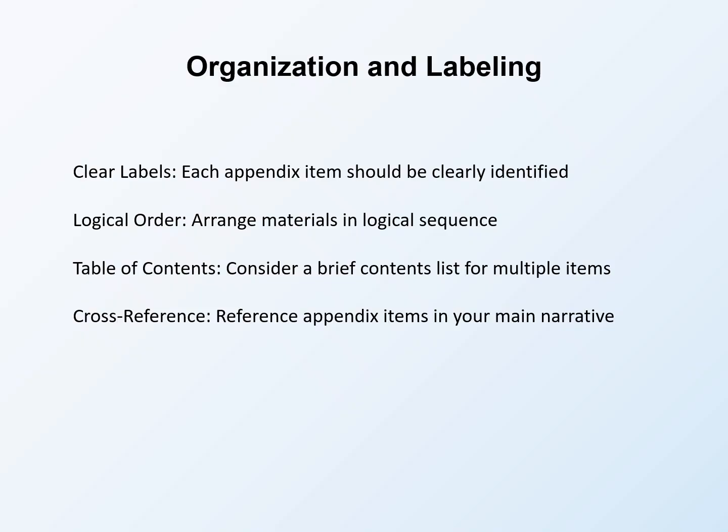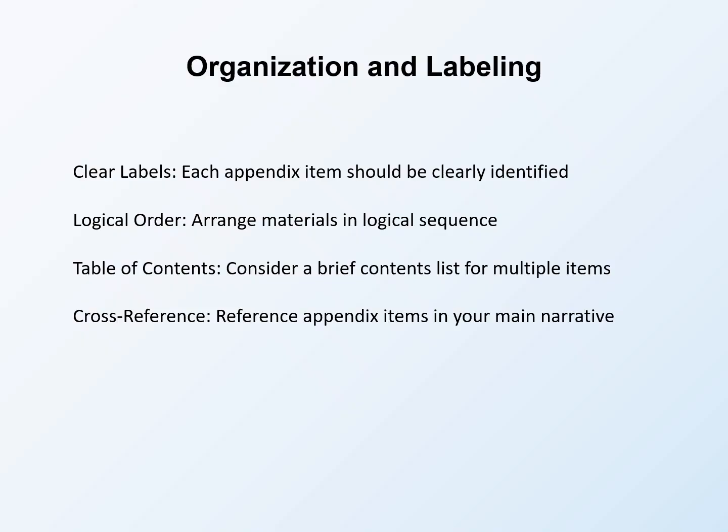Table of contents for appendices with multiple items helps reviewers find what they need. A brief list showing what is included and where each item begins improves navigation. For simple appendices, this may be unnecessary, but for complex ones, it helps.